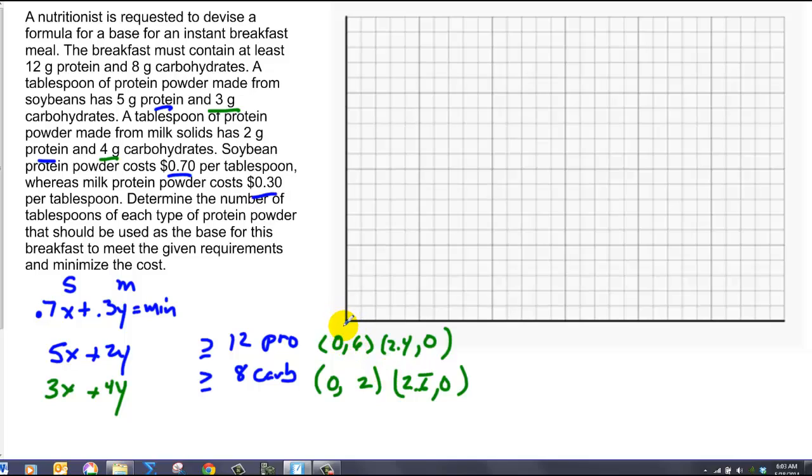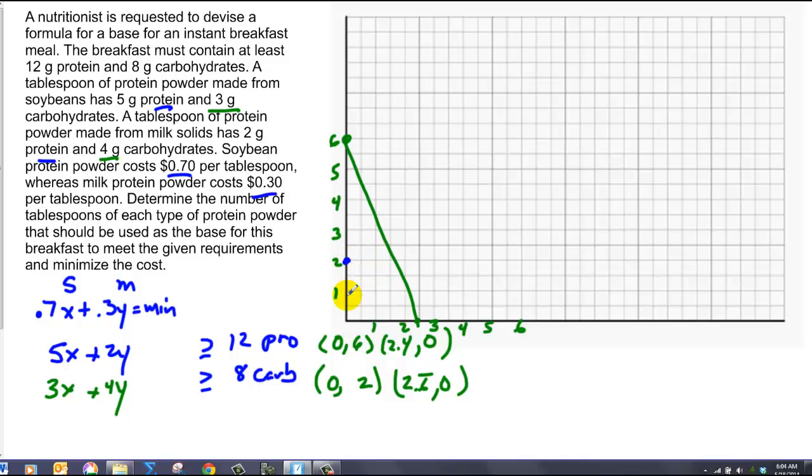6, 0. Let's go by 2. So this is 1, 2, 3, 4, 5, 6, and then 1, 2, 3, 4, 5, 6. So if I graph 0, 6, I'm sorry, puts me here. 2.4 puts me right around here. I'm going to connect those two dots, like so.